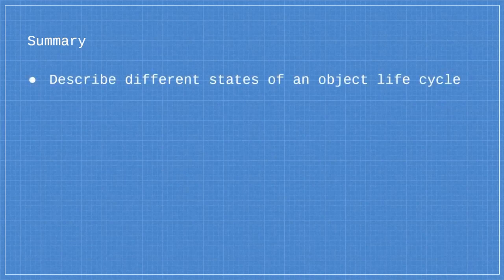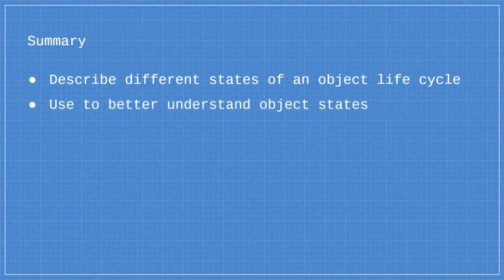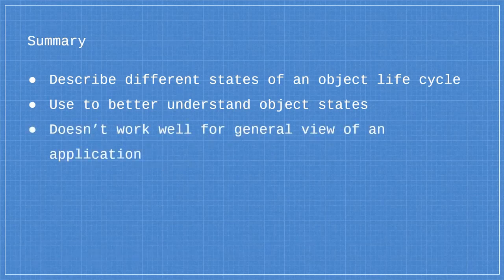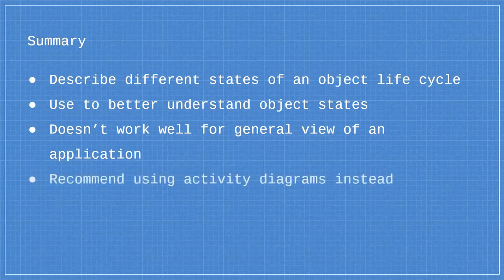So let's review a little bit about what we've learned about state transition diagrams. State transition diagrams are used for producing an easy-to-read document that explains the different states an object can be in and how it transitions into those states. They create a visual representation of an object's behavior, making it easier to understand various object states. They don't work well for showing the general flow of an application because they only focus on one object rather than the combination of many. And we recommend, instead of using state transition diagrams, to use activity diagrams.